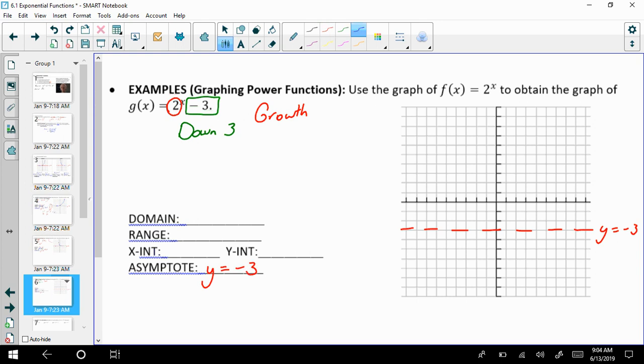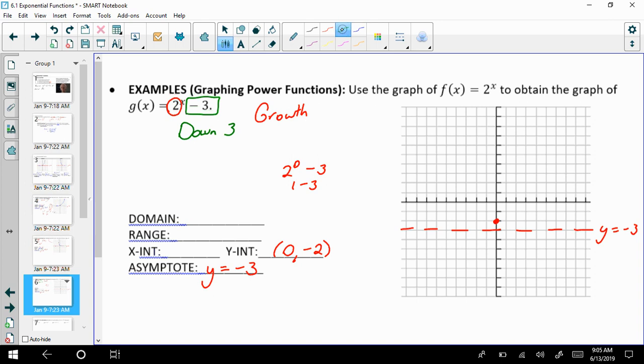I wonder what the y-intercept would be. Watch what happens when I put 0 in for x. 2 to the 0 is 1. 1 minus 3 is -2. So my y-intercept is now at -2. And here's a pattern if you haven't spotted it. The y-intercept will always be 1 above the horizontal asymptote.